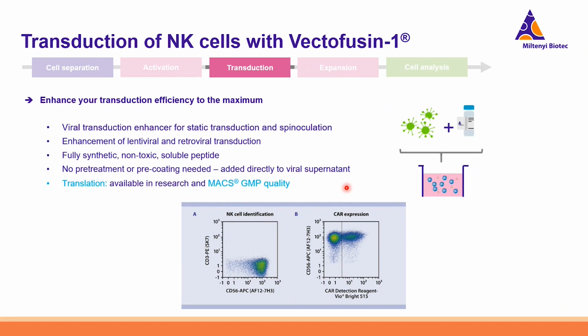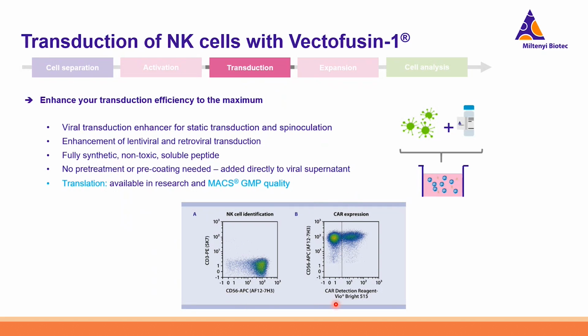Just some more background information for Vectofusin 1. It's a viral transduction enhancer and can enhance lentiviral and retroviral transduction. It is a fully synthetic, non-toxic, and soluble peptide. And also one important note, it is very easy to apply as no pre-treatment or pre-coating is needed, so you can just directly add it to the viral supernatant. And also this is available in GMP quality.